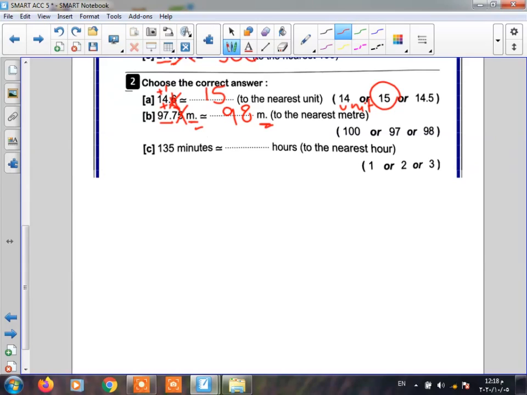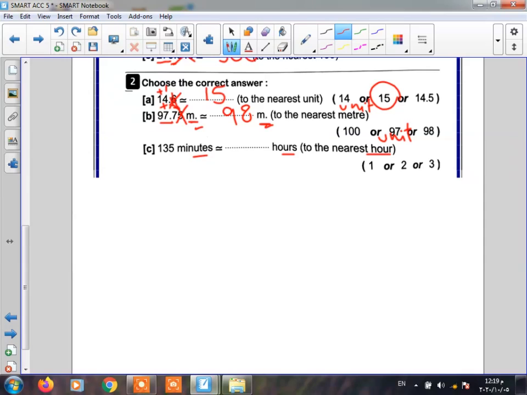Here in the next one, 135 minutes, approximately equal to the nearest hours. To the nearest hours means to the nearest unit. But take care, in the previous example we had meter and meter, which means both of them have the same unit. Here we have minute and here we have hours. So here we can't approximate, because I can't add, subtract, multiply, divide, arrange, or compare and approximate if I have two different units.